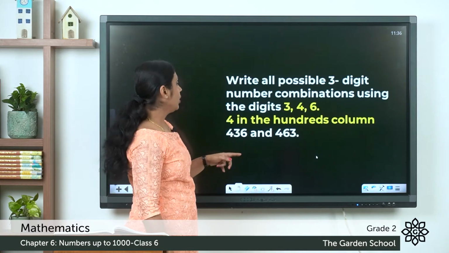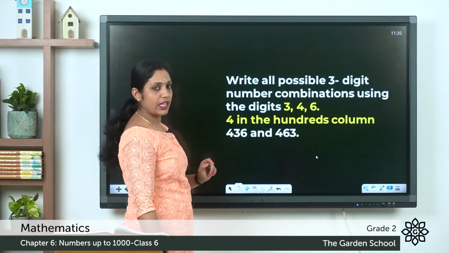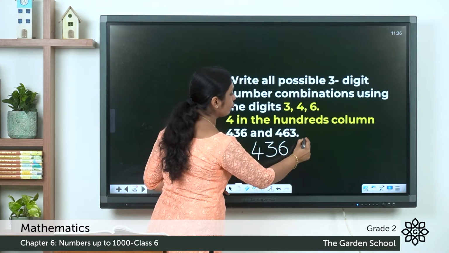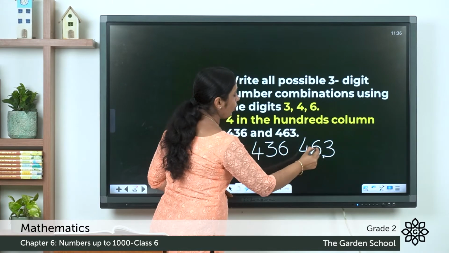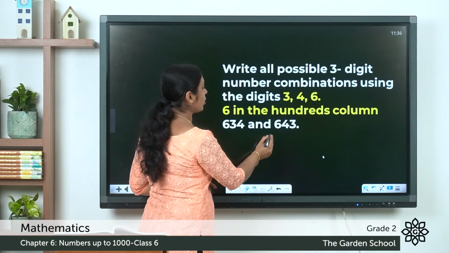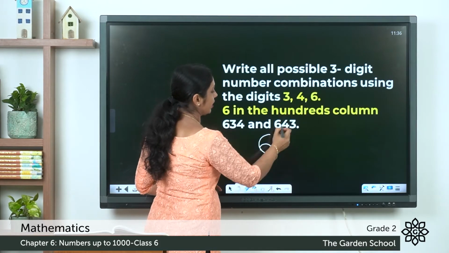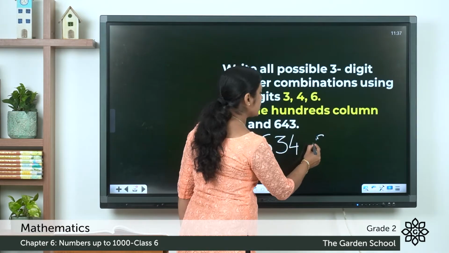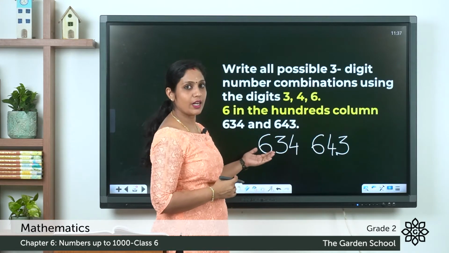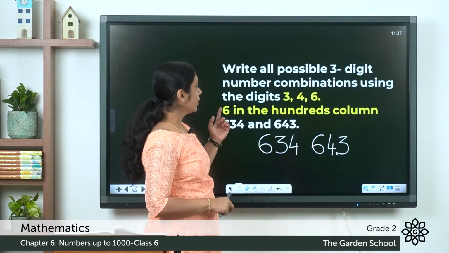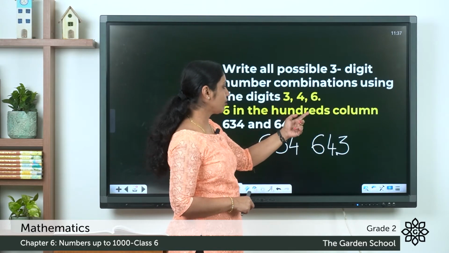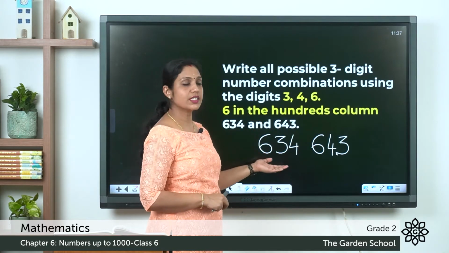Now let's take 4 in the hundreds place. When you take the number 4 in the hundreds place, you can write it as 436 and 463. One more number is left. We have to take 6 in the hundreds column. When we take 6 in the hundreds column, we can write it as 634 and also 643. So using these 3 digits, we can make the possible number combinations like 346, 364, 436, 463 and 634, 643.